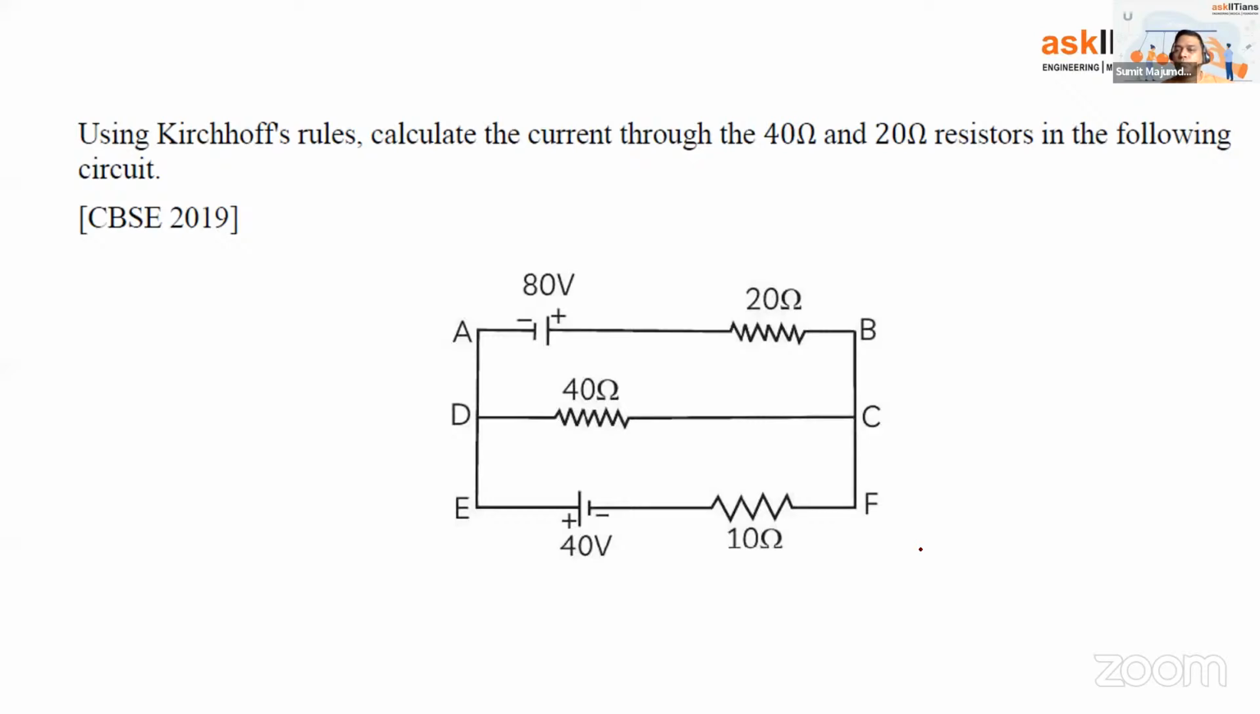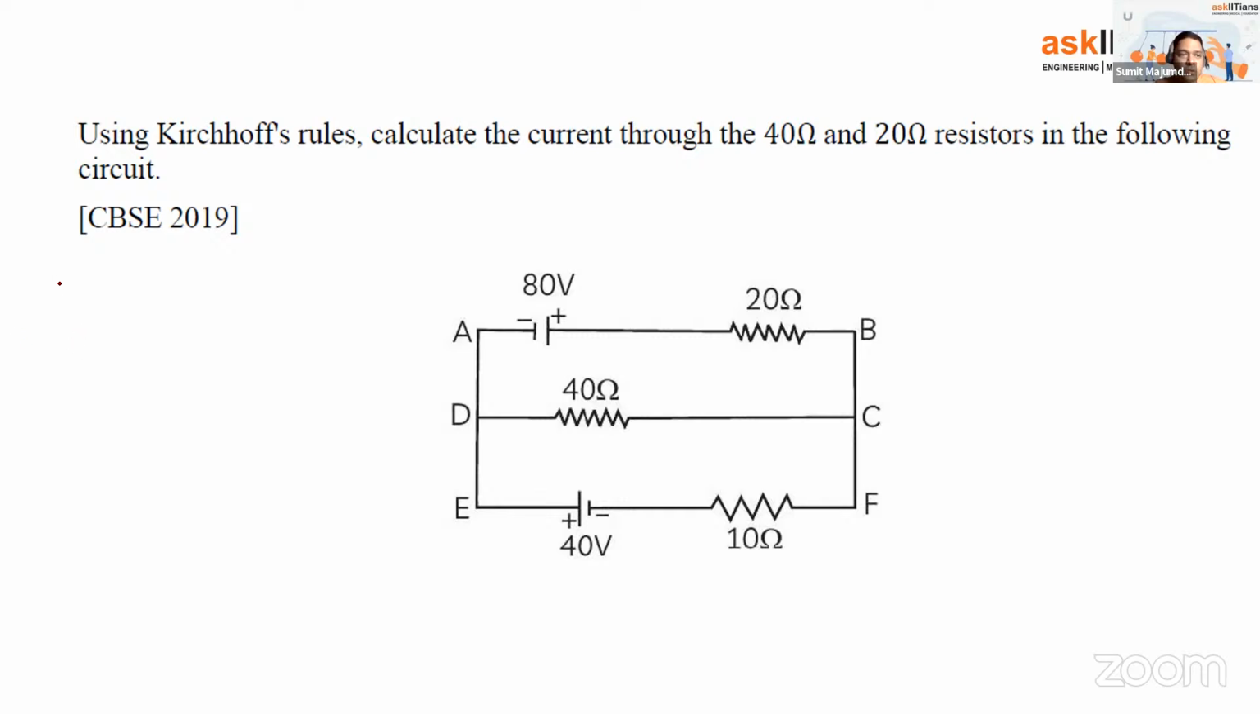Okay. Now let me go ahead and talk about the next question. Here we are given, using Kirchhoff's law, calculate the current through the 40 ohm and the 20 ohm resistors in the circuit, right? So what will we do in this case? We have to identify the loops, right? There are two loops, correct? And there are two rules also, Kirchhoff's law. One is the junction rule, right?